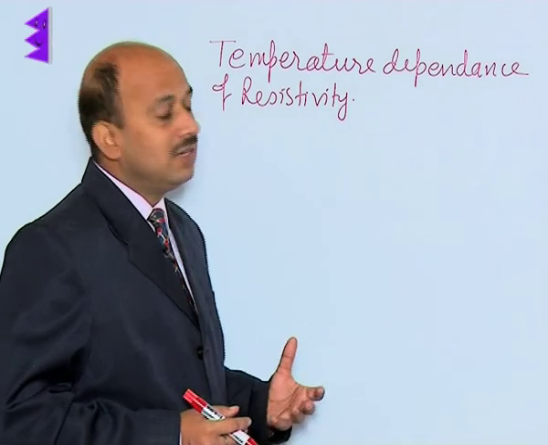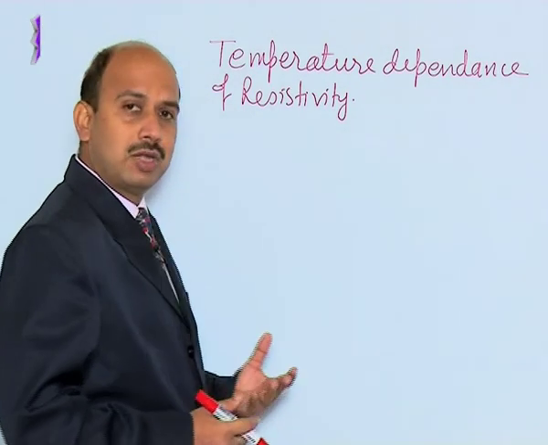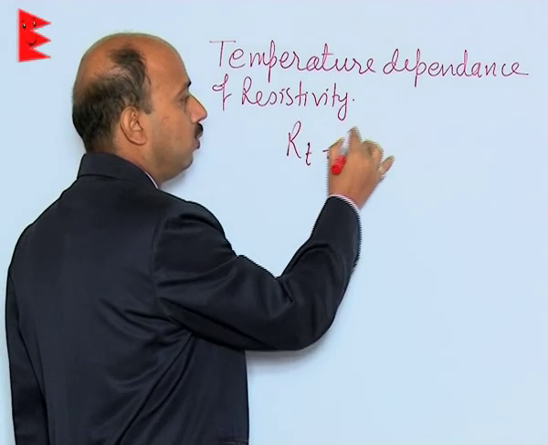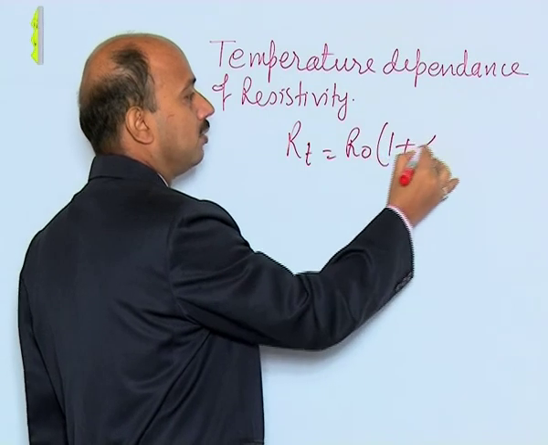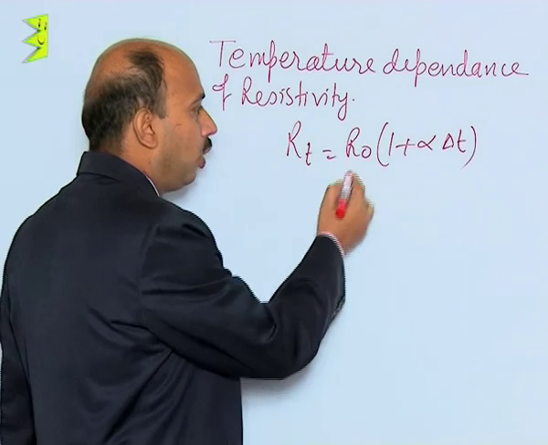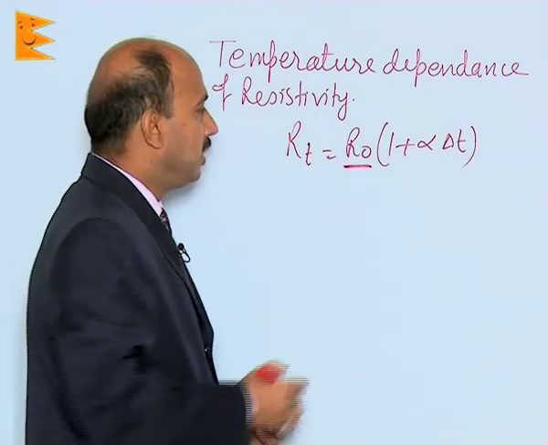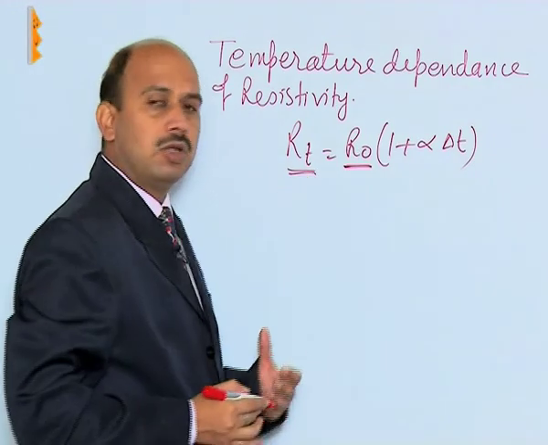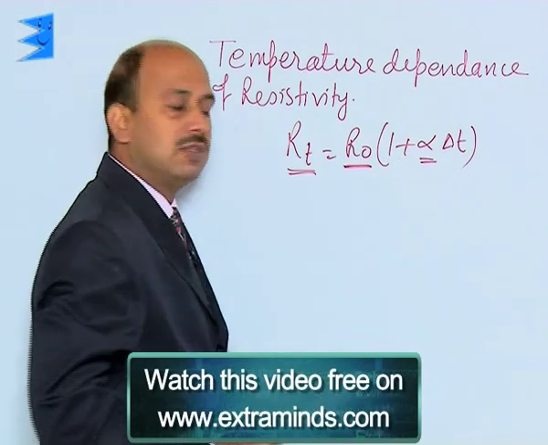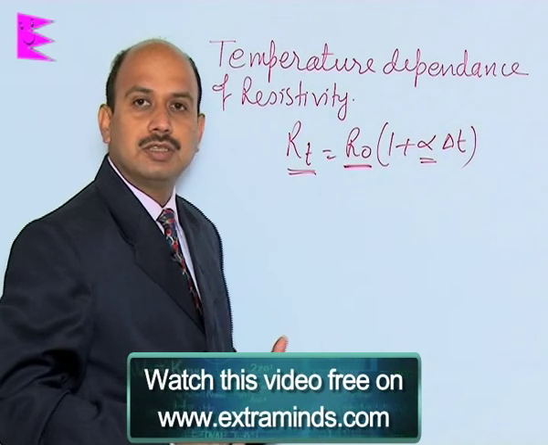So how does their resistivity change with temperature? Now see here, there is a relation for temperature: R_T is equal to R naught into (1 plus alpha delta T). R naught is the resistance of the body at the reference temperature, R_T is the resistance of the body or the conductor at temperature T, alpha is called the temperature coefficient of resistance, and delta T is called the change in temperature.